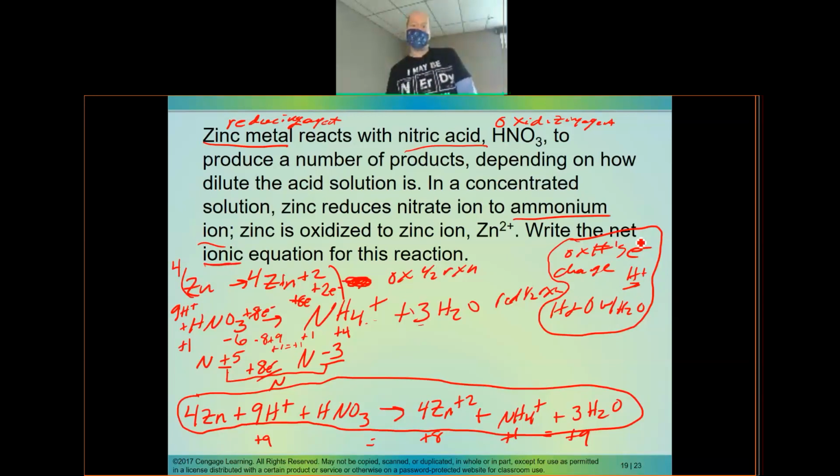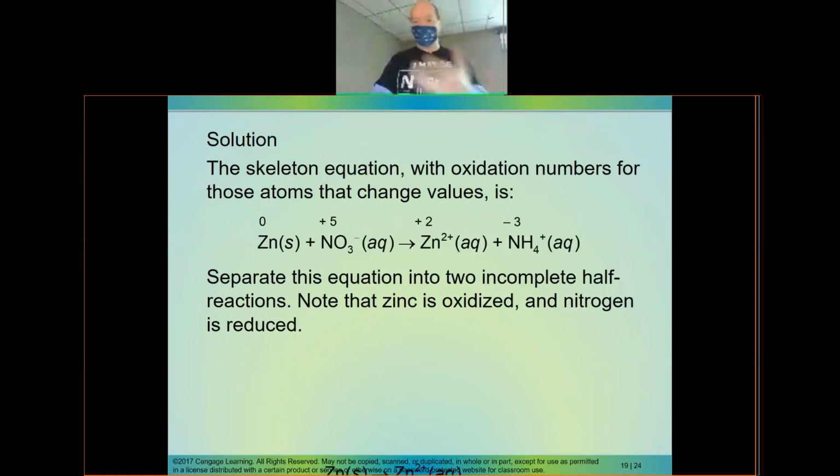All right, so in the net ionic, HNO3 is a strong acid, and so that breaks up into H plus and NO3 minus. So it should have been written with H plus, and then it should have been written as NO3 minus for your HNO3. So in the net ionic, if you have a strong acid, it would break up into H plus and NO3 minus. If it was a weak acid, then you would leave it the way it was before.